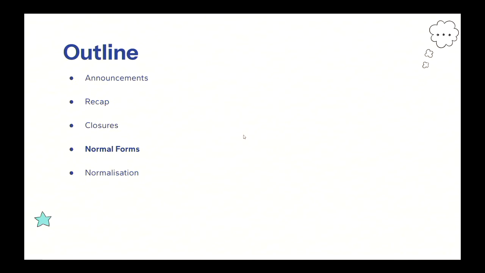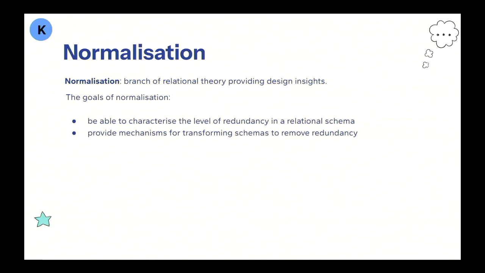All right, let's start our second half today. In the second half, we will be learning normalization, that is, to normalize the database design to remove redundancies from the design level. Normalization is a branch of relational theory providing design insights. The goals of normalization are, first, to be able to characterize the level of redundancy in a relational schema, so we can have a level of redundancy using the concept of normalization. And the second is to provide mechanisms to transform schemas to remove redundancy.